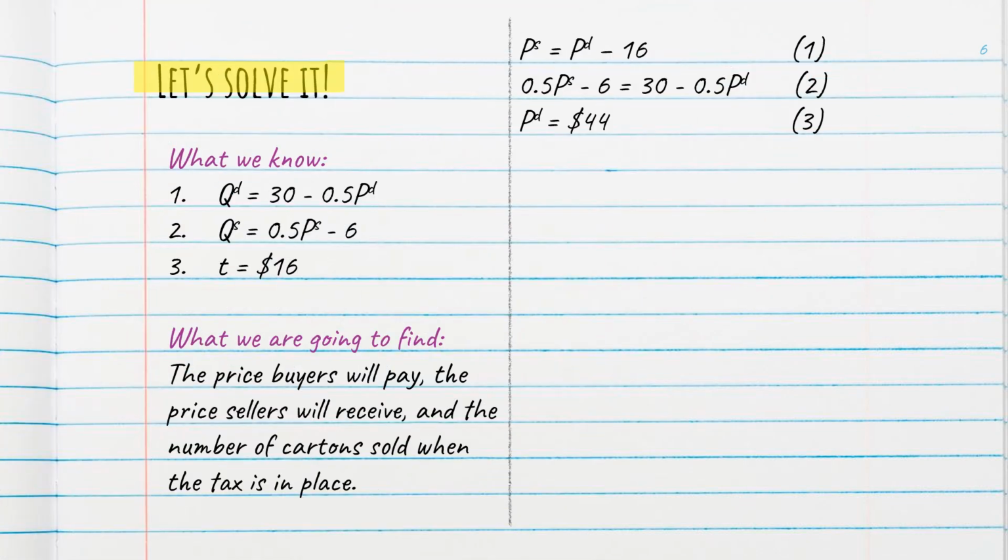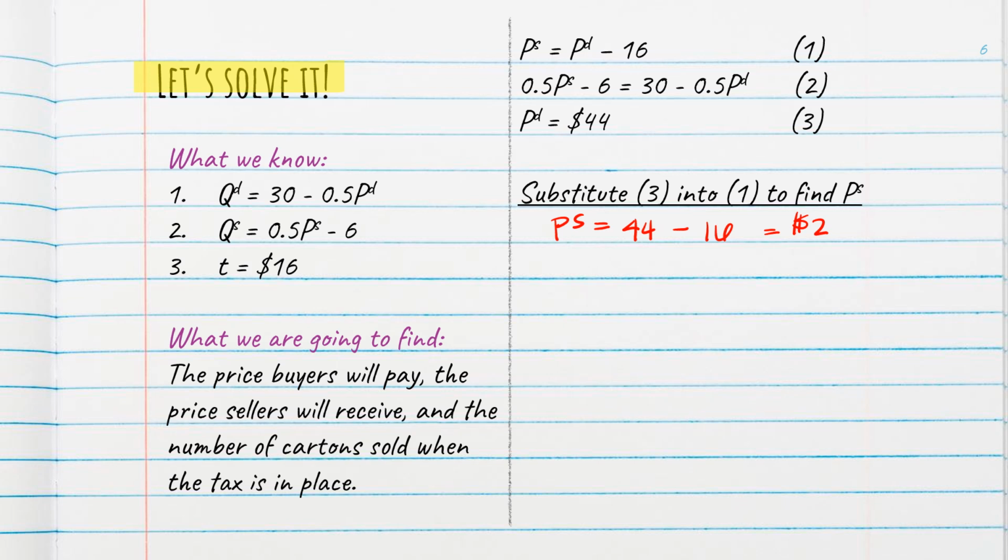At this point, we're basically almost done solving this question. All we need to do is take our buyer price of $44 and substitute it into the tax wedge condition to find the seller price. So in this case, the seller price is going to be equal to the buyer price of $44 minus the tax of 16. 44 minus 16 is equal to 28. So our seller price is $28.